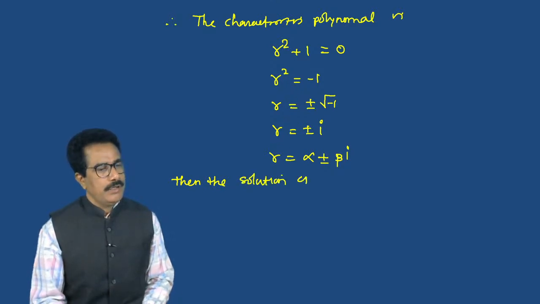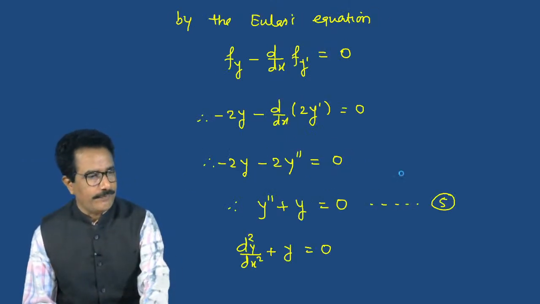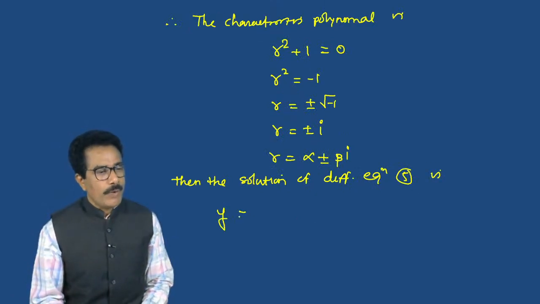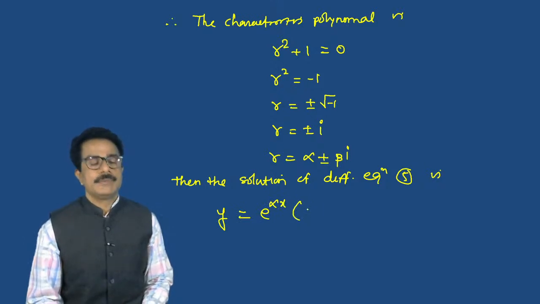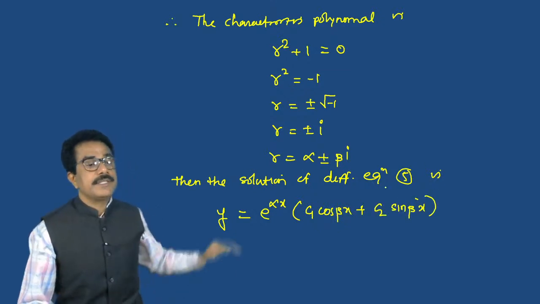The solution of the differential equation, what is that equation? y is equal to e raised to alpha x into c1 cos beta x plus c2 sin beta x. See, this is the formula.